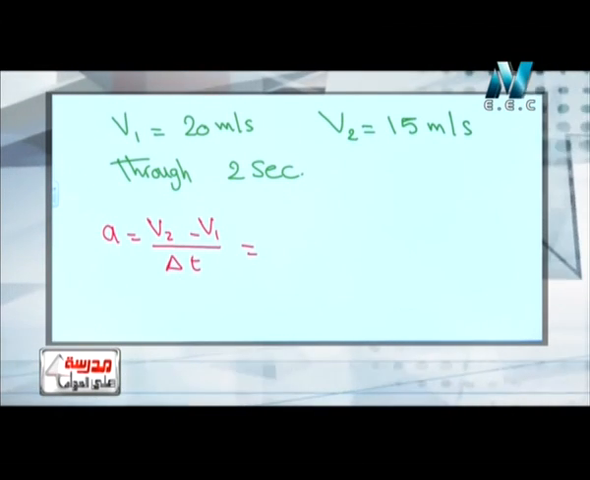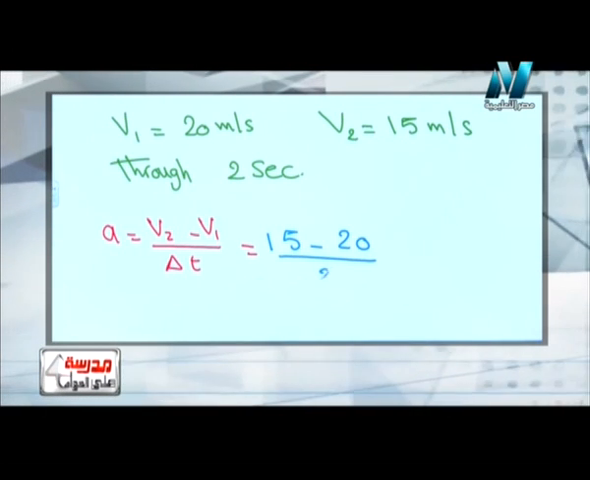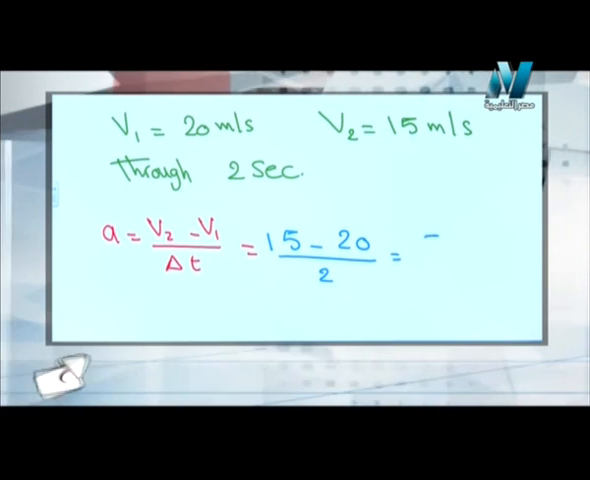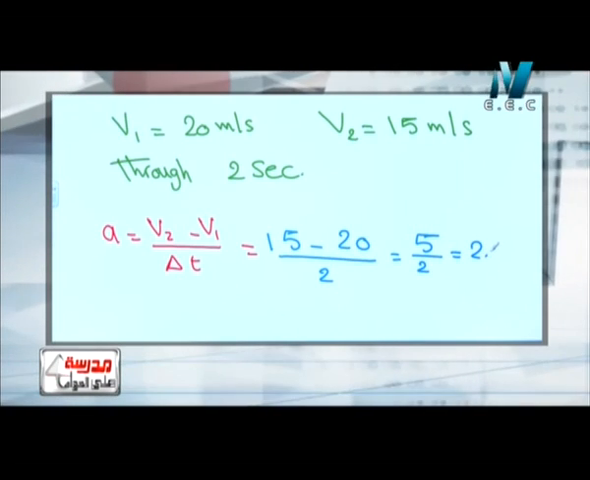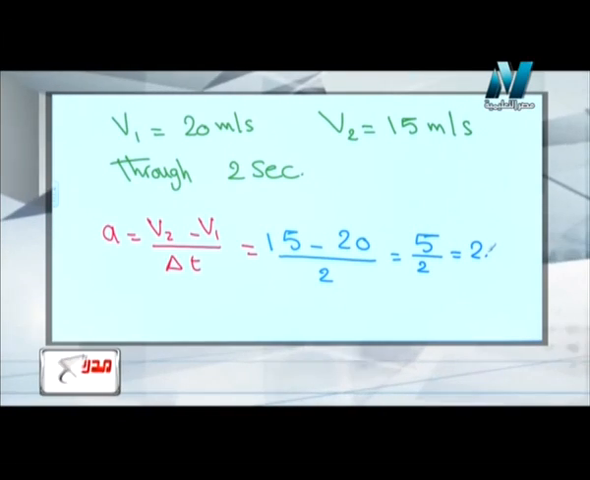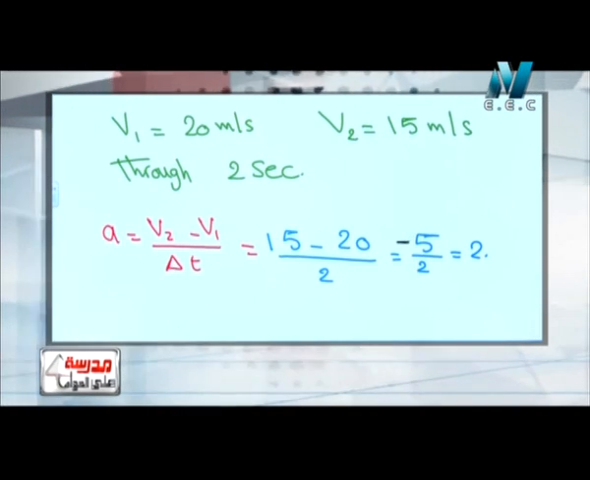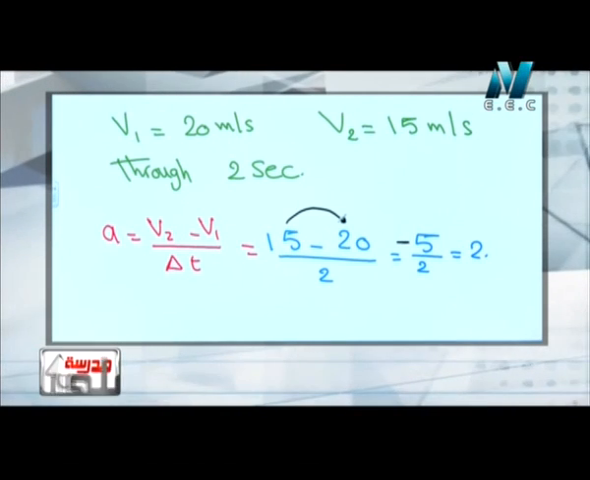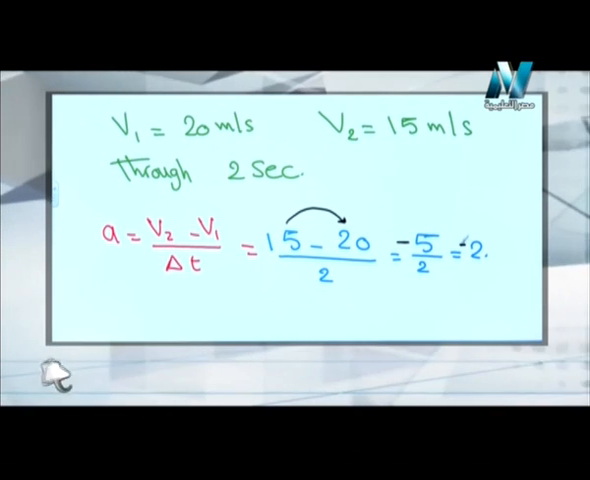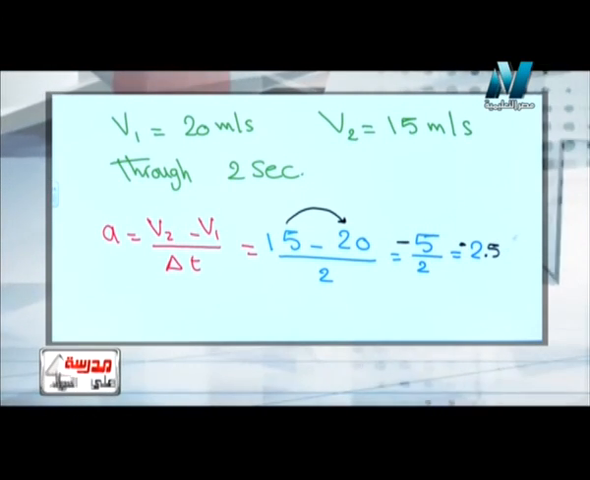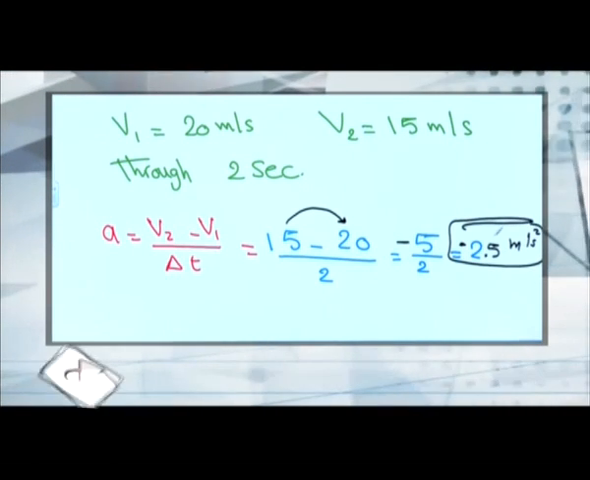v2 equals 15, so 15 minus 20 over 2. 15 minus 20 equals 5. 5 over 2 equals 2.5. محدش خد باله من حاجة ان انا عديتها كده؟ ايوه في ناس مصحصحة هتقول لي negative 5 لان 15 minus 20 equals negative 5. Negative 5 over 2 equals negative 2.5 meter per second squared. In this case we talk about negative acceleration.